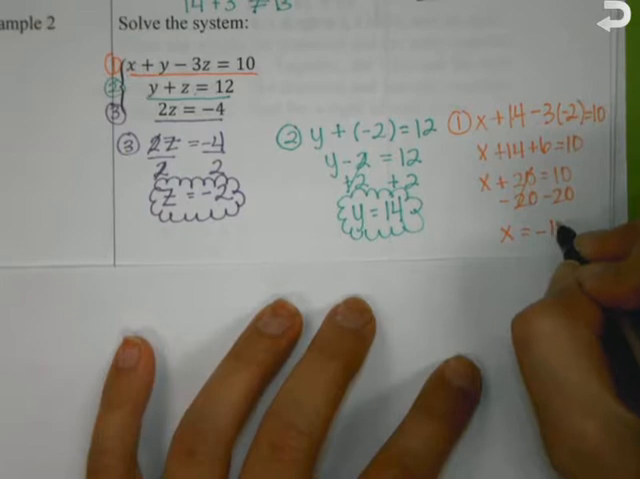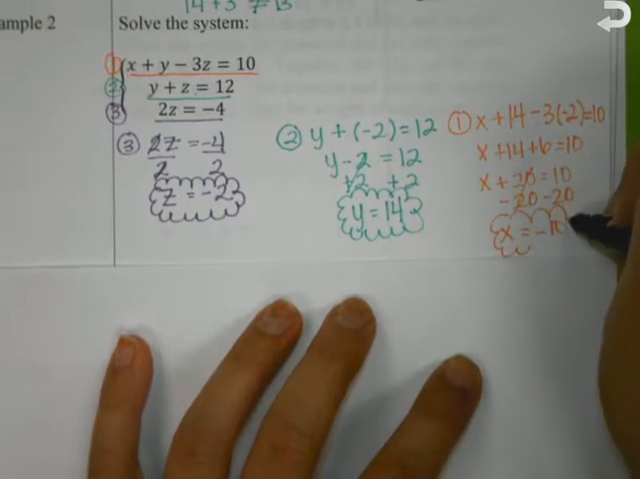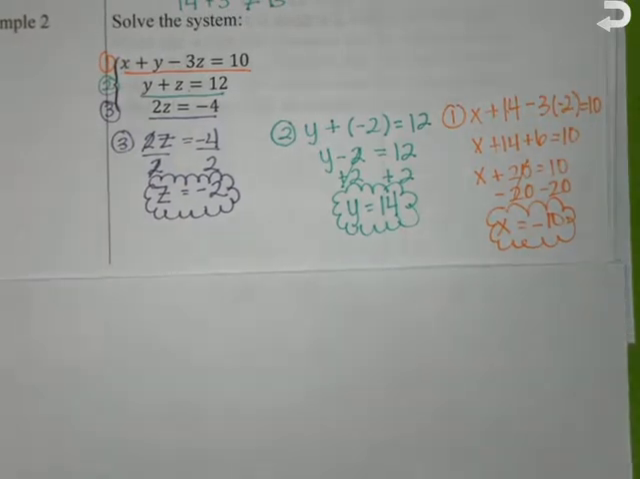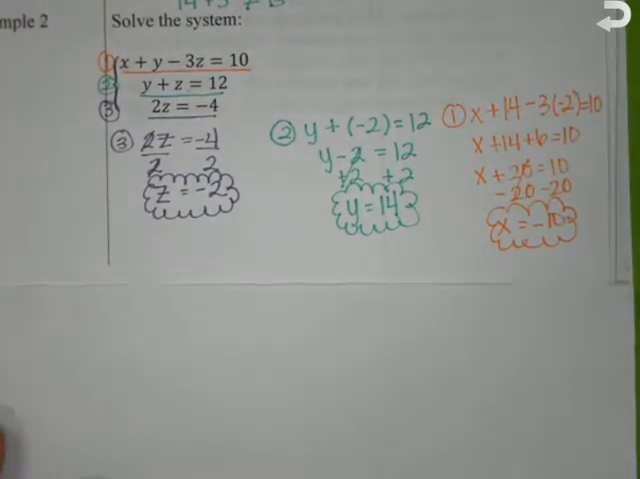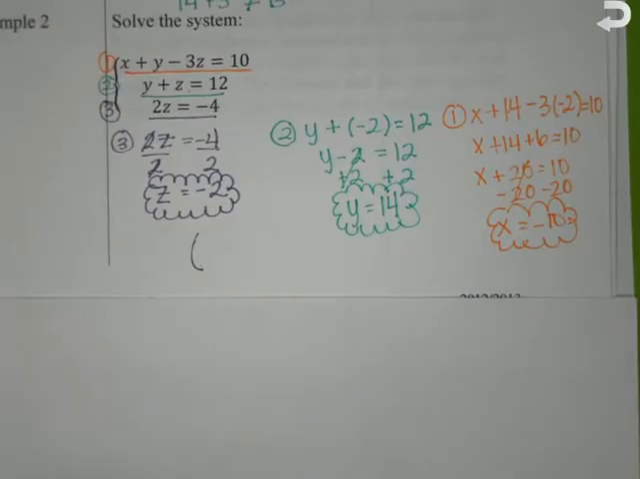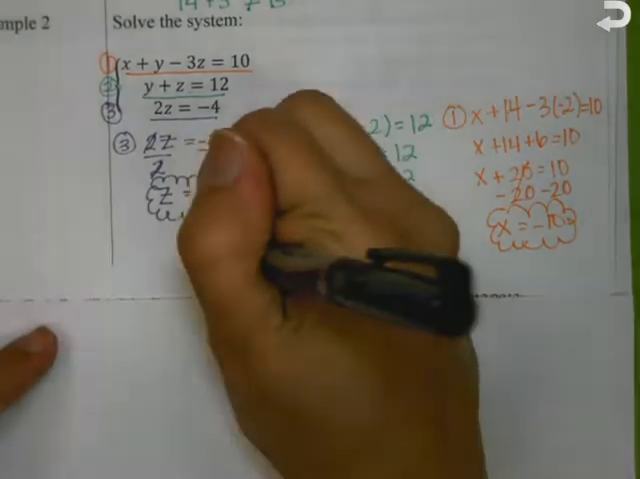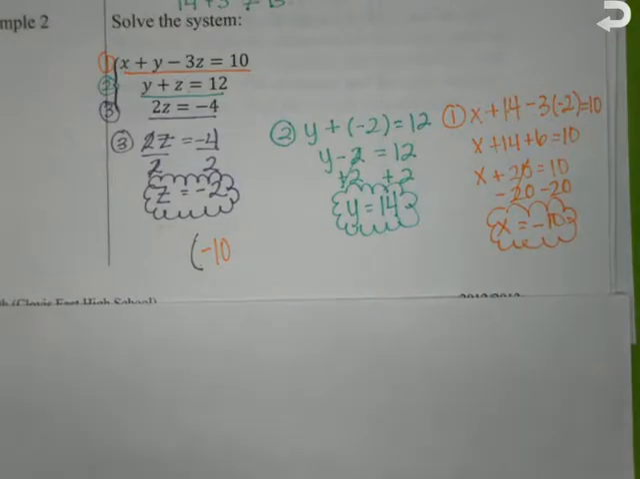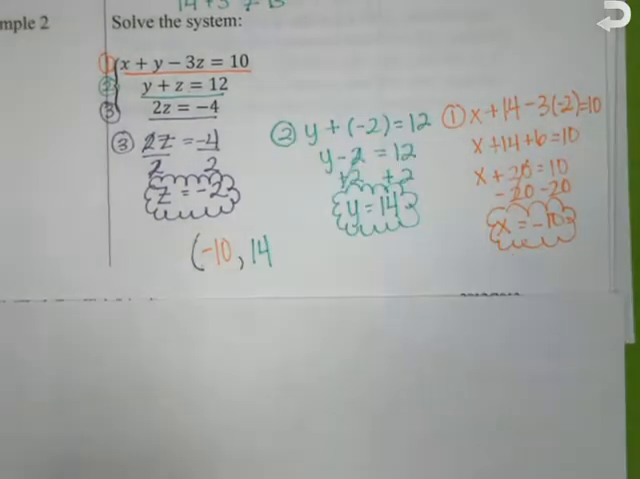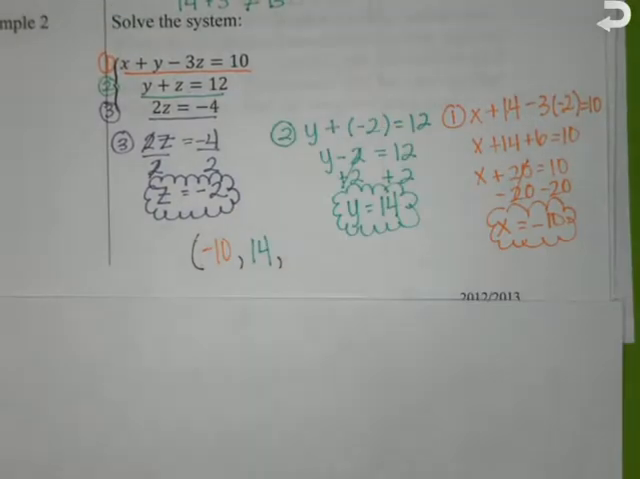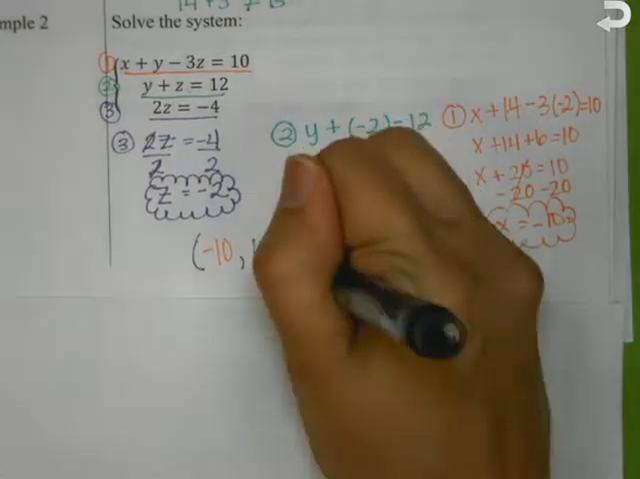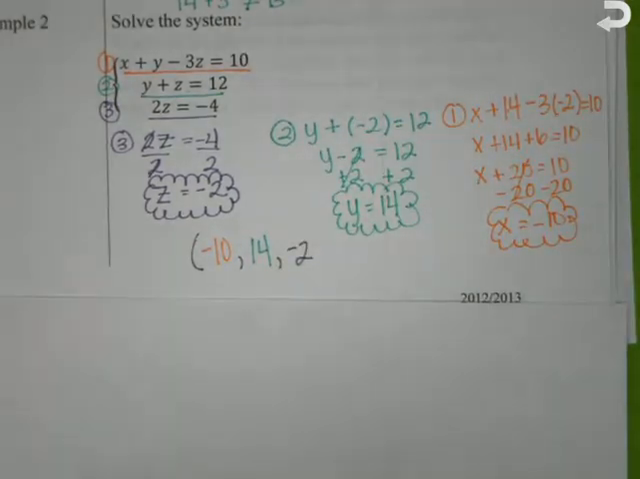Okay, can I put my answer as all 3 of these separately? No, we need to write it as an ordered triple. So put your parentheses. And then it goes x, y, z. So negative 10, comma, y was 14, comma, and z was negative 2, and your parentheses. Put a box around it. Box my answer.